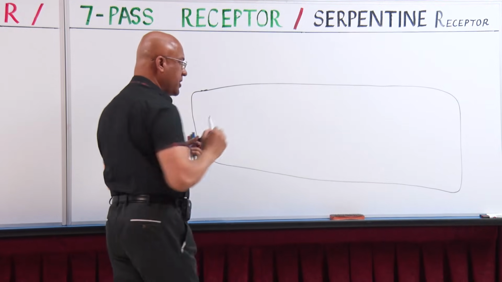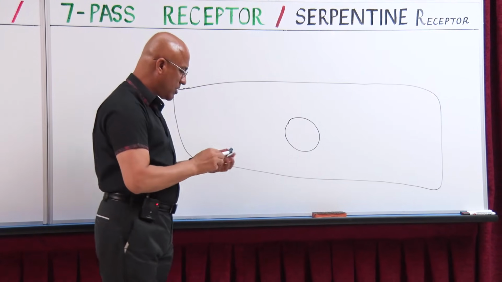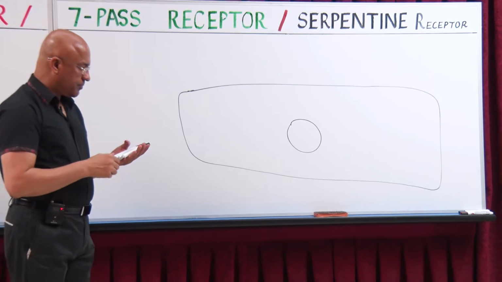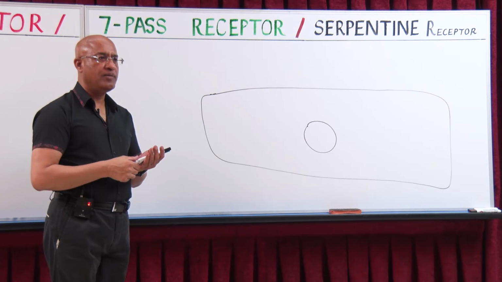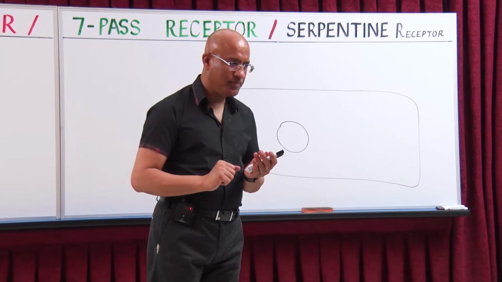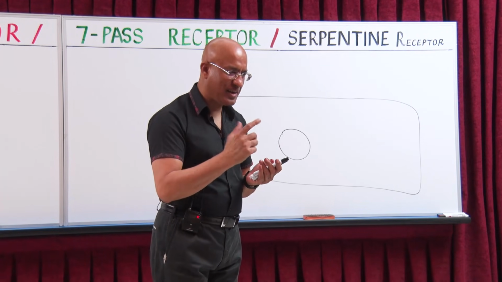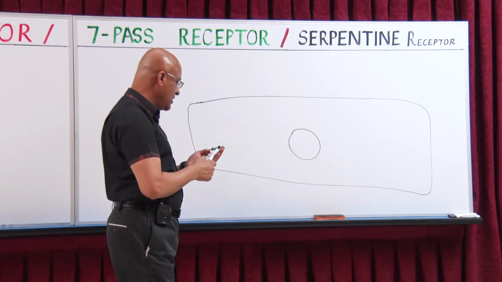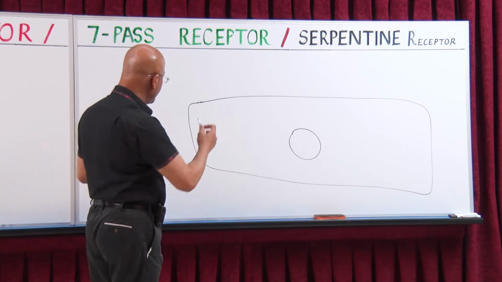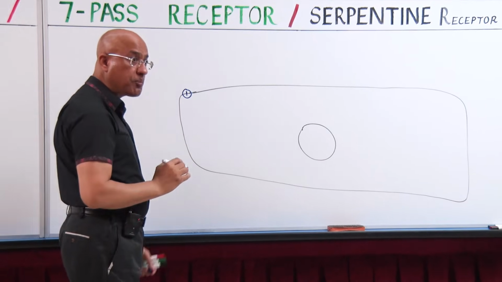Let's suppose this is the cell membrane, and here is the nucleus, right? Now, what could be the location of the receptors? There are some locations almost every student knows, and there is one location students usually forget, right? Let me tell you the common locations. Number one is the cell membrane.